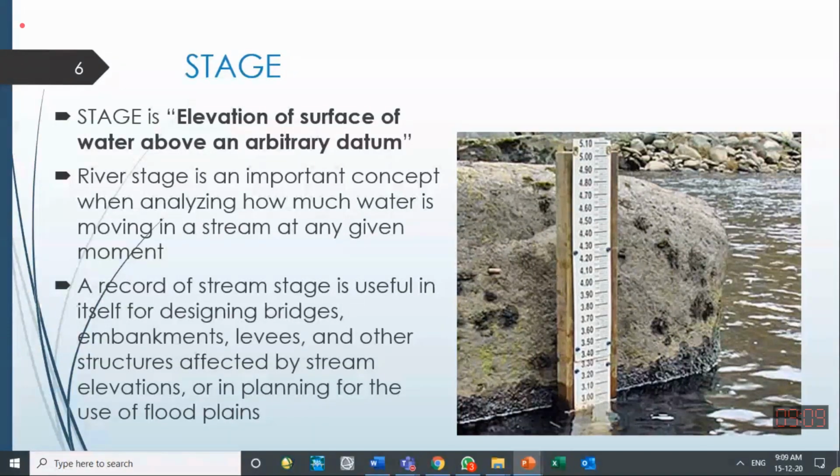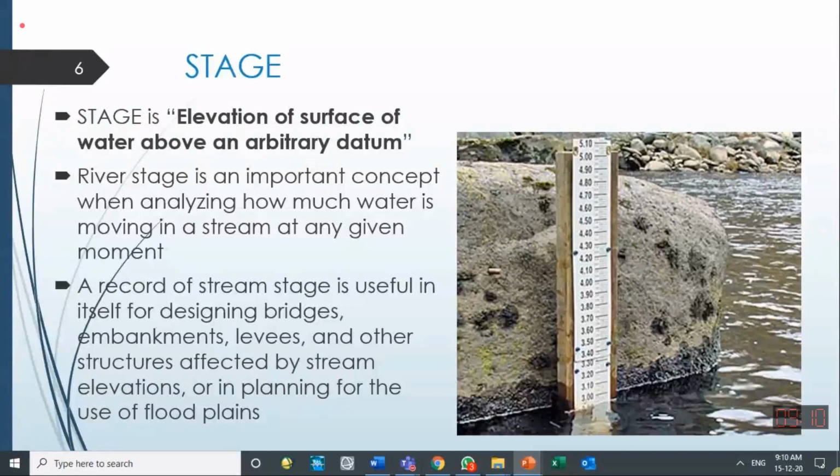Stage in hydrology means elevation of water surface, and you know in survey elevation is with respect to a certain datum. Elevation is height of a place, height of anything with respect to certain reference level, reference point. So that reference line or reference surface is called a datum with which we measure the elevation of something. So elevation of a surface of water is called stage in hydrology.